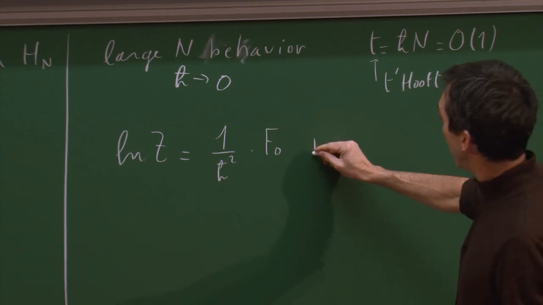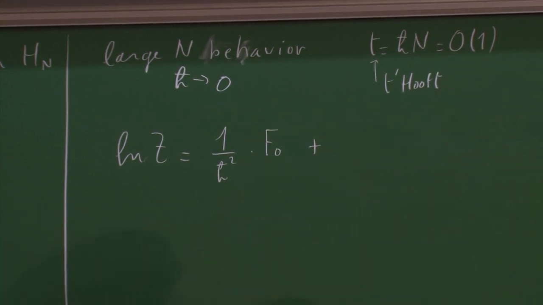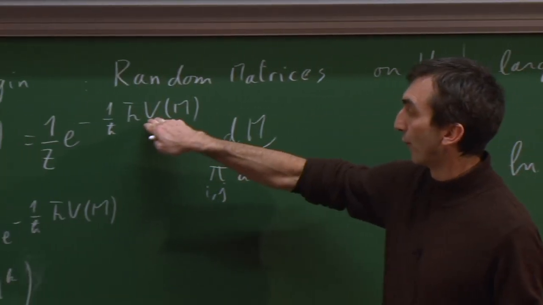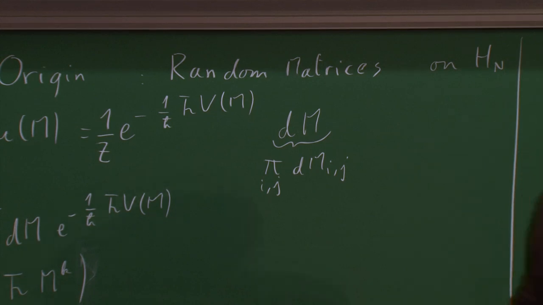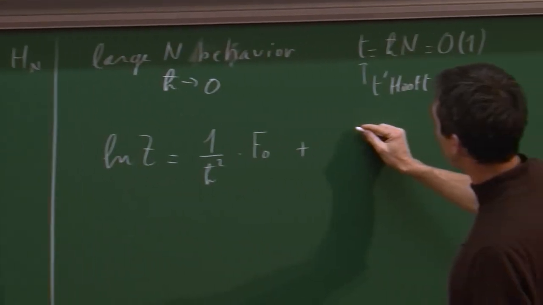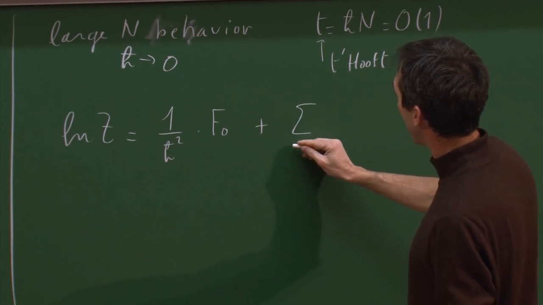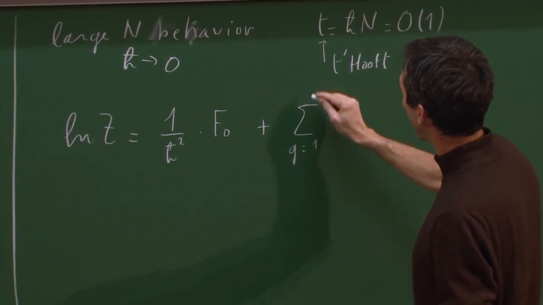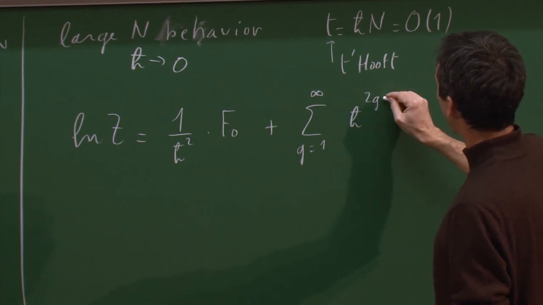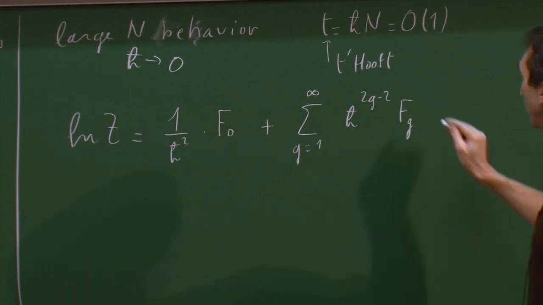Well, this is quite general, but then under certain assumptions on the measure, under certain assumptions on V, it turns out that there is a series expansion which is of that form, sum over, let's say, g equals 1 to infinity of h bar to the 2g minus 2 times Fg.